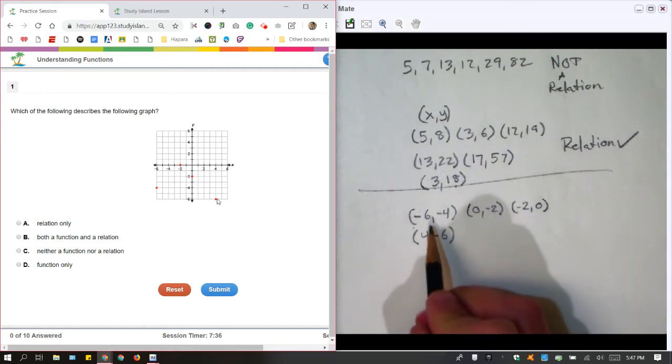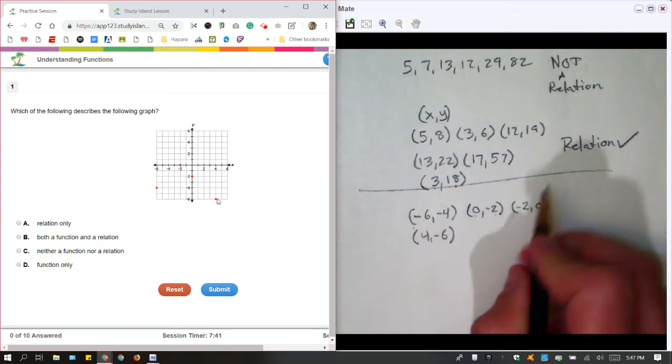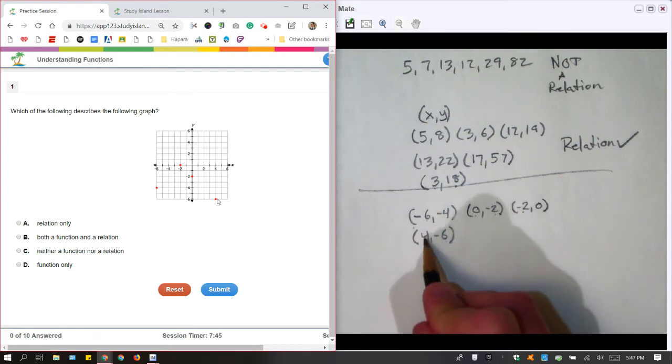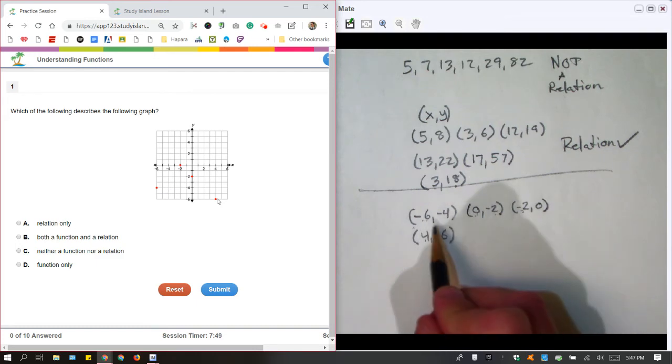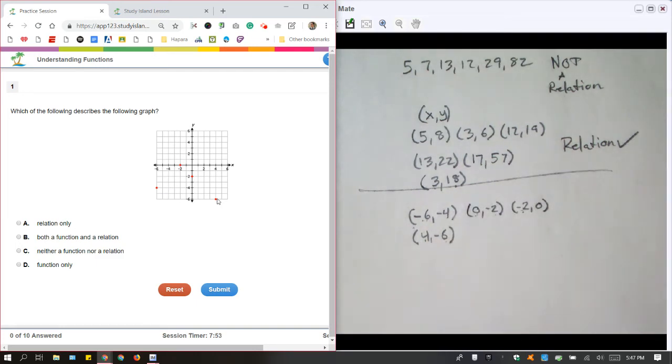So let's look at our X inputs. We have -6 corresponds with -4. 0 corresponds with -2. -2 corresponds with 0. 4 corresponds with -6. Did any of these X values repeat themselves? -6, 0, -2, 4. Did we get one that happened twice and corresponded with a different Y value? No. So this is a function and a relation. Now I said I would show a shortcut. You don't have to write it down every time. You just have to look at the graph.